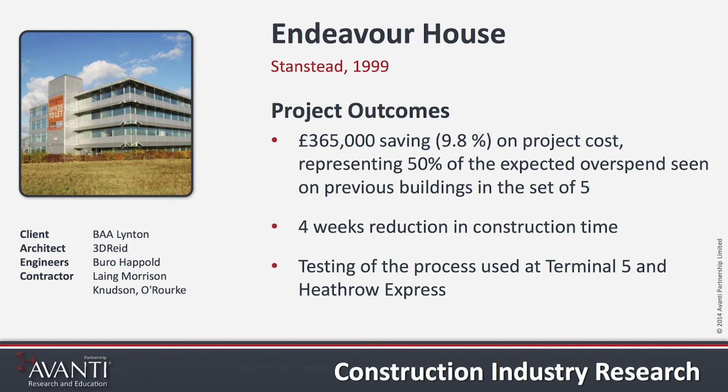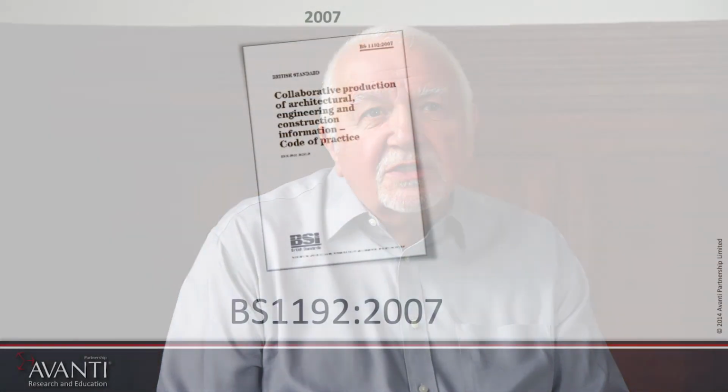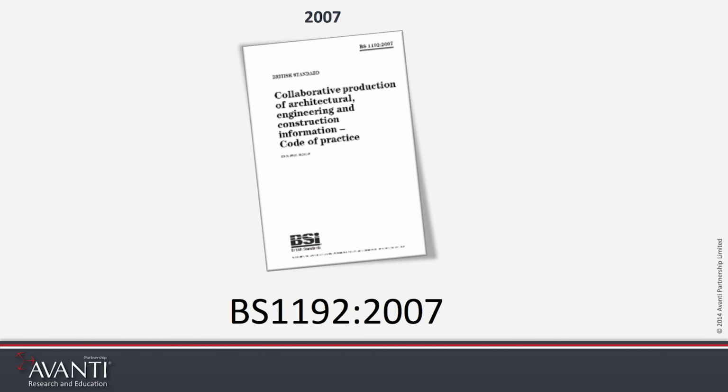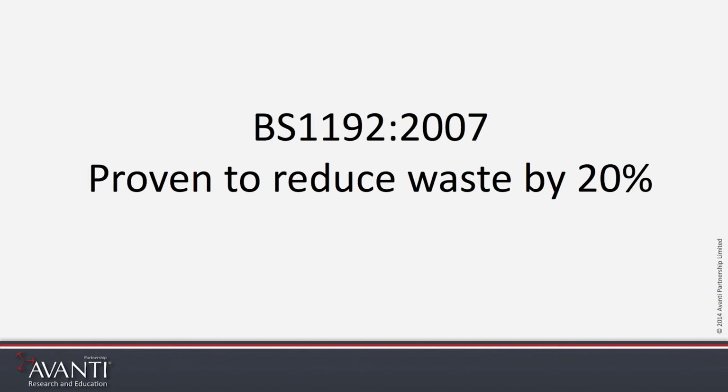If we understand that 50% of our projects today come in over cost, then this represents quite a considerable saving. It does, in fact, at 9.8%, represent 50% of the expected overspend. So quite a considerable move forward. From this, what we were able to do was to take the methodologies that we had tested and proven would save costs. We developed and produced the BS 1192-2007 document. And BS 1192-2007 is proven to reduce waste by 20%.